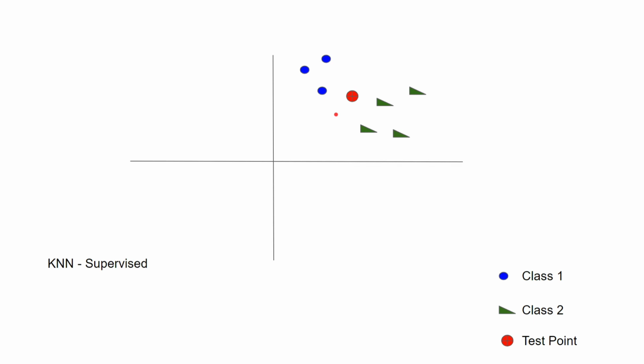KNN algorithm is based on the idea that the test data point is classified based on which class its k nearest neighbors belong to. We can see that KNN is a supervised learning algorithm because it takes a bunch of labeled data points and uses them to learn the class for the unlabeled or test data point.